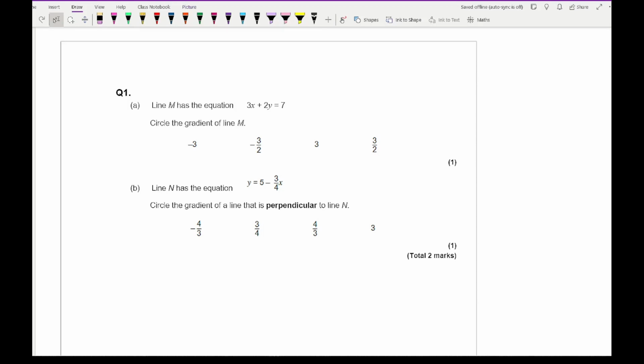So if we're looking at question 1, which relates to equations of a line, it says that the line M has the equation of 3x plus 2y equals 7. Circle the gradient of the line M. So for this, what we need to do first is make y the subject. So we've got 2y equals, if we take the 3x over to the other side, we have 7 minus 3x. Then we divide everything by 2, so we get 7 over 2 minus 3 over 2x, and the gradient is the coefficient of x, so it's this number here including the sign, so it's the second option.